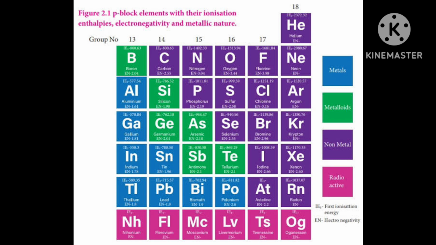Boron, carbon, nitrogen, oxygen, fluorine and helium head the groups. Their valence shell electronic configuration is ns2 np1 to 6, except for helium.